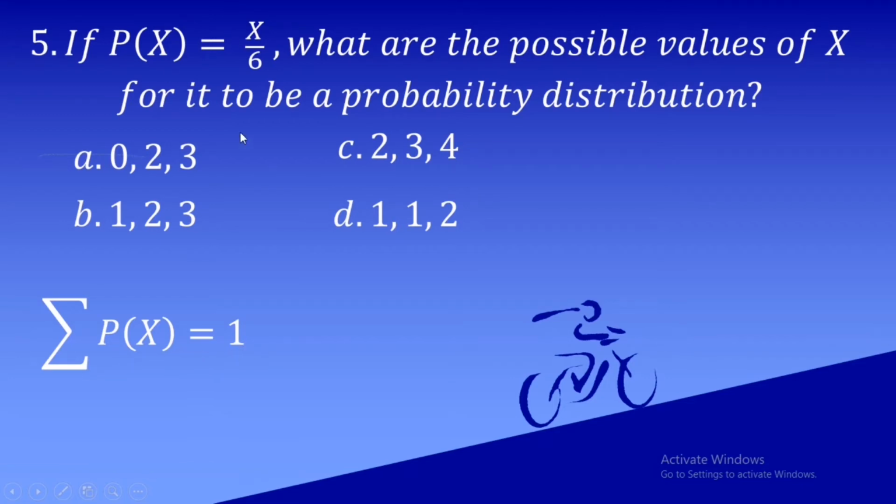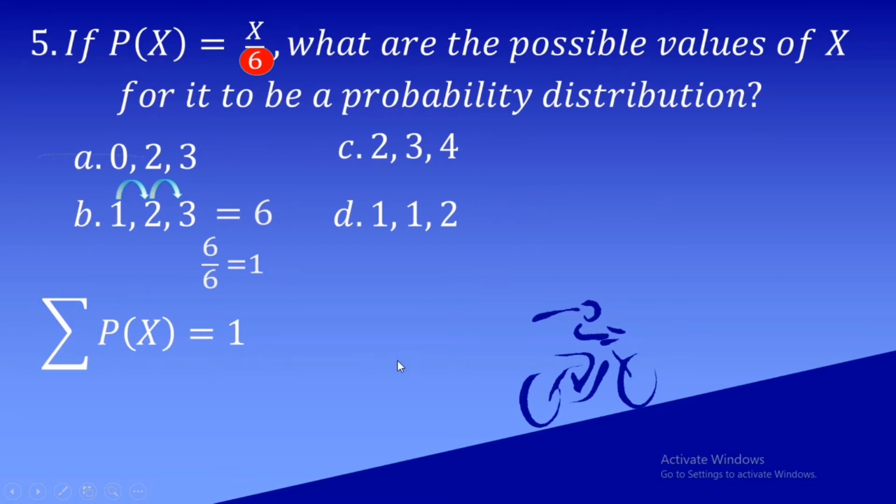So our given p of x is x over 6, so the denominator is 6. So we're looking for the values of x to make this 1. So let us try to solve letter A to get the sum. 0 plus 2 plus 3, that is 5 over 6, that is not equal to 1. For letter B, 1 plus 2 plus 3, or 6 over 6, is equal to 1. Let us try letter C. 2 plus 3 plus 4, that is 9 over 6, that is not equal to 1. D, 1 plus 1 plus 2, that's 4 over 6, that is also not equal to 1.